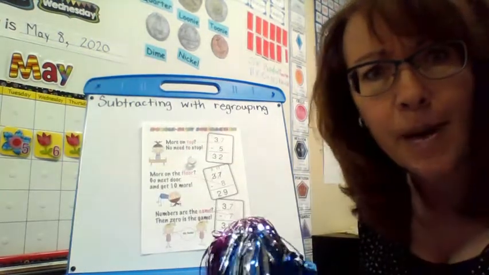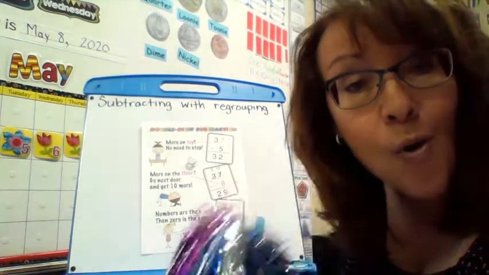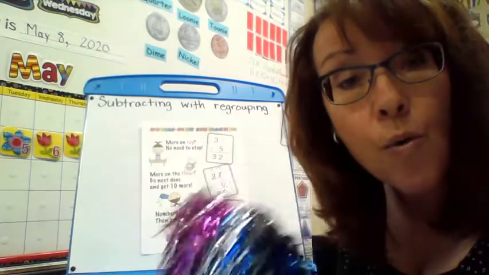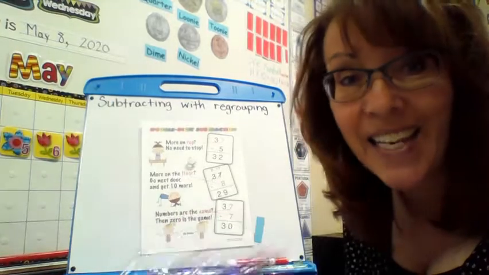We've got some pom-poms to help us here. So with a 1, 2, 3. More on top, no need to stop. More on the floor, go next door and get 10 more.